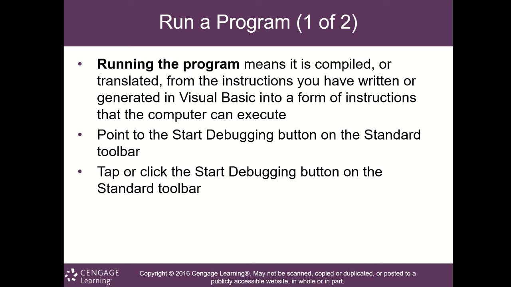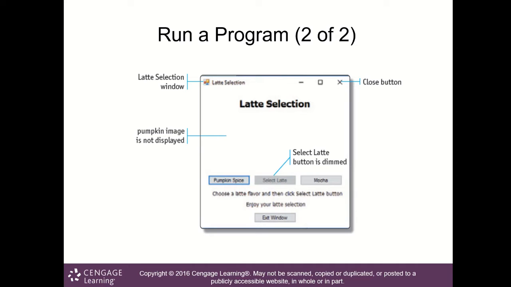So point to the start debugging button on the standard toolbar. You have to do that, and tap or click the start debugging button on the standard toolbar. Once you run the program, you will see this screen. The pumpkin image is not displayed, nor the other image, I mean mocha. Once you click it, it will be displayed, we will see. But this select latte button is not displayed either. Then you can see the close button, the exit window is always activated, and the latte selection window is here as a whole.